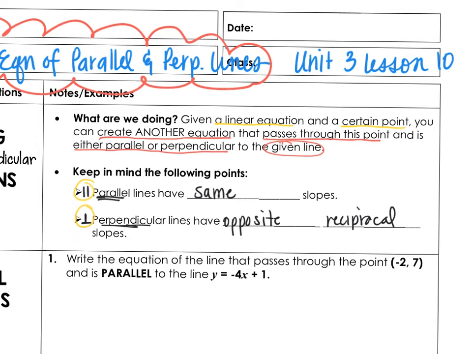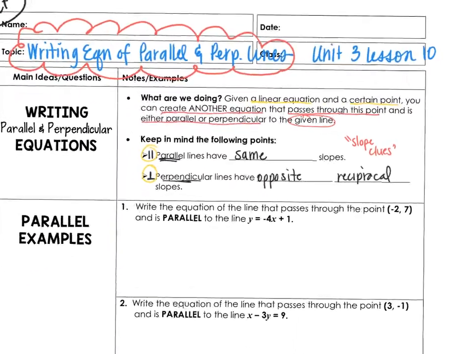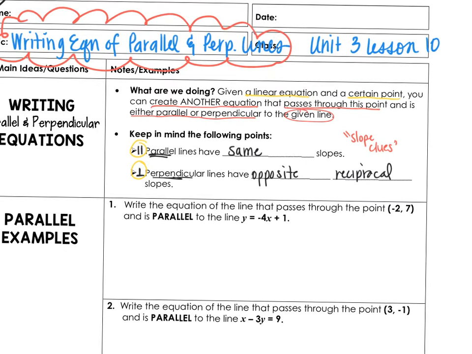So you have to know these situations with the slopes. I call these our slope clues. The fact that the lines are parallel or the fact that the lines are perpendicular, those are your slope clues. So here's an example. Write the equation of the line that passes through the point -2, 7 and is parallel to the line y equals -4x plus 1. So what are we doing? We are building a line. What do we know about our line? We know that it passes through -2, 7, and that it is parallel to y equals -4x plus 1.